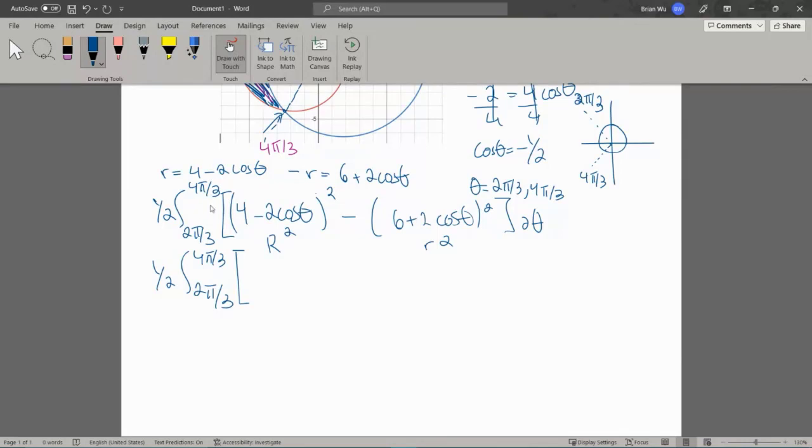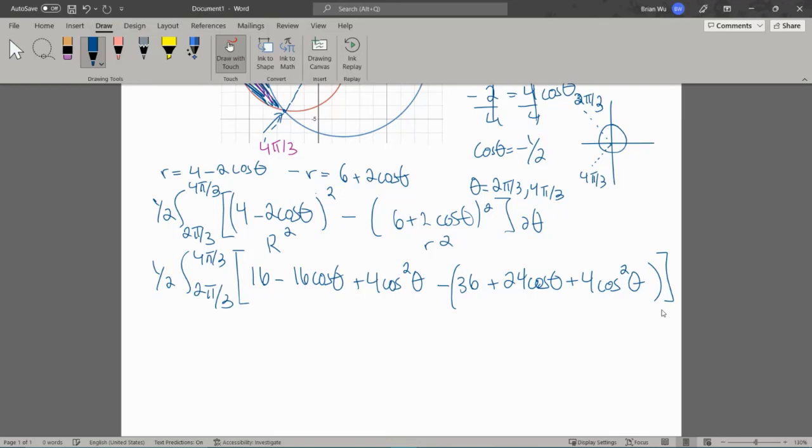And you can combine it if you want, it doesn't matter. So you have 16, minus the 16 cosine theta, and it would be plus 4 cosine squared theta, right? And that would be minus, this square would be 36. And I guess I'll do parentheses for now. And then you have plus 24 cosine theta, and then plus 4 cosine squared theta, right? d theta.